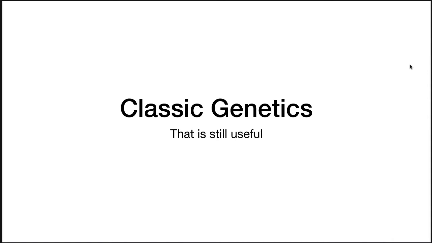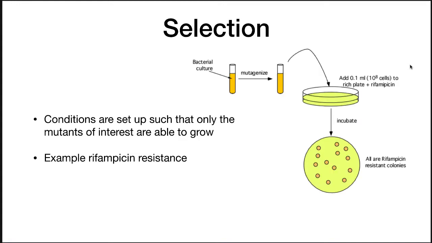This video will talk about classical genetics. These are some of the techniques that were invented before the molecular biology revolution, and we're going to focus on things that are still useful. The first one of these is selection.